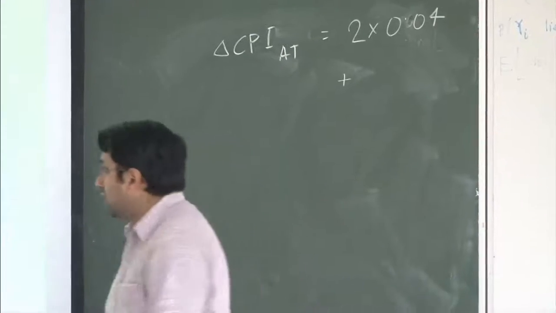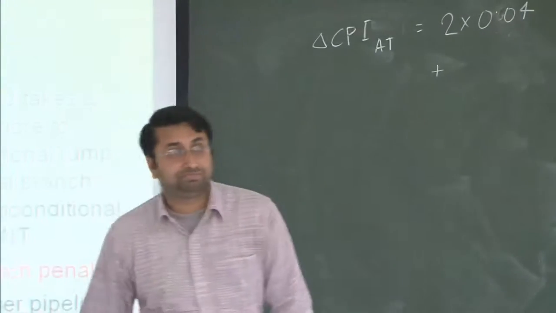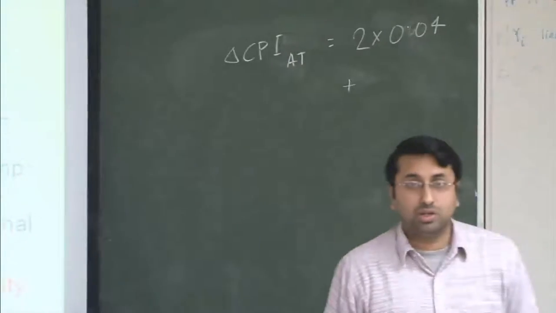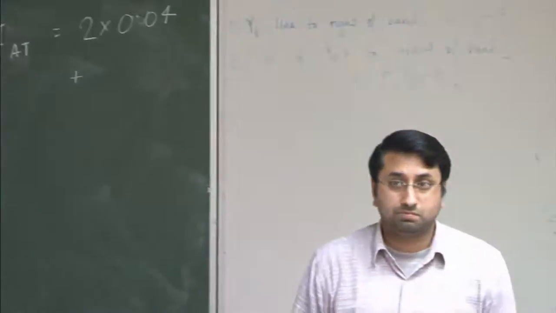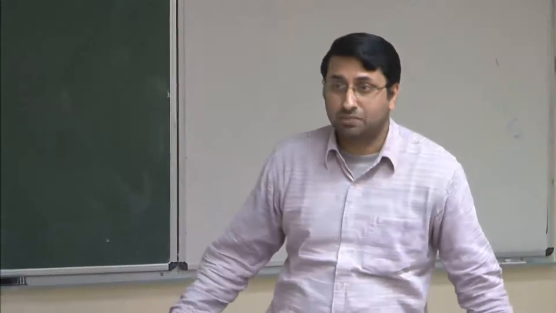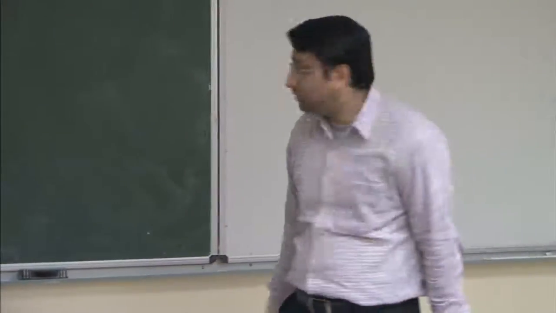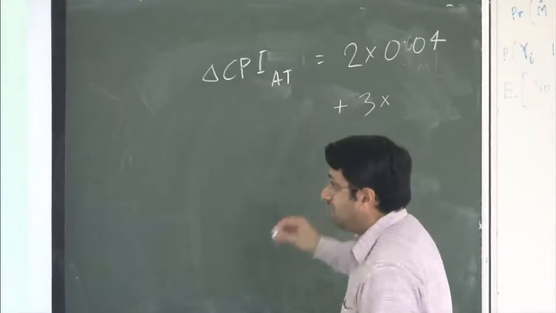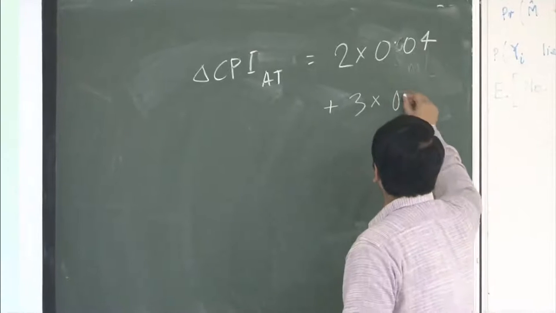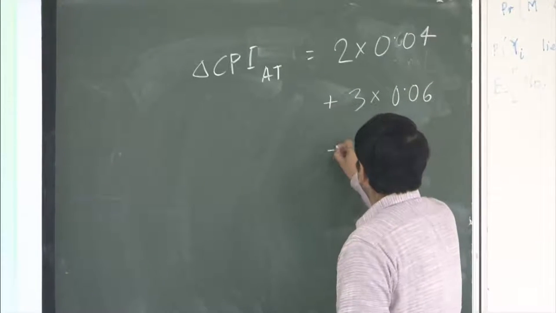Okay. So what about not taking conditional branches? How many cycles do I lose? 3, right? I lose everything. I make a wrong prediction. Right? Okay. 3 times 0.06.